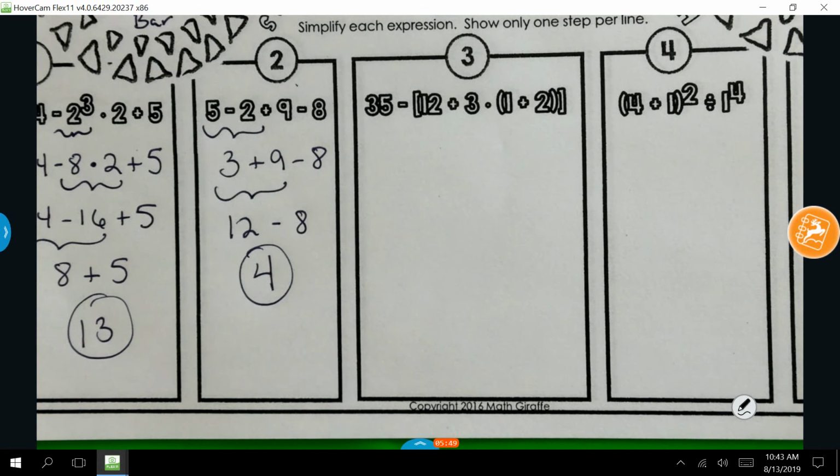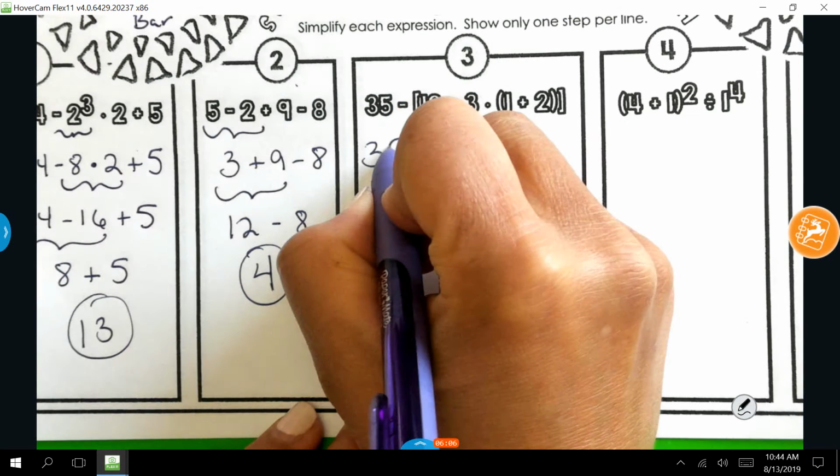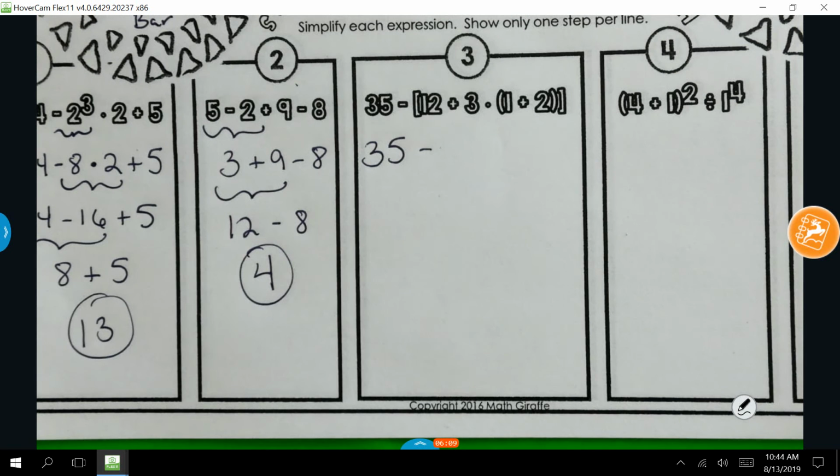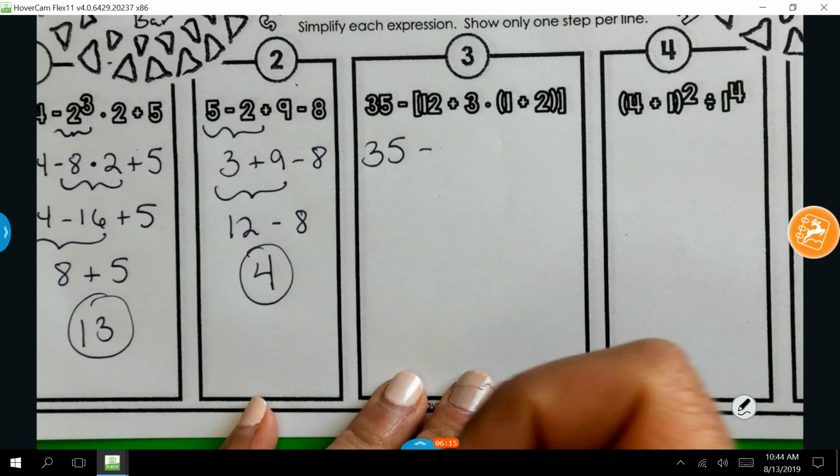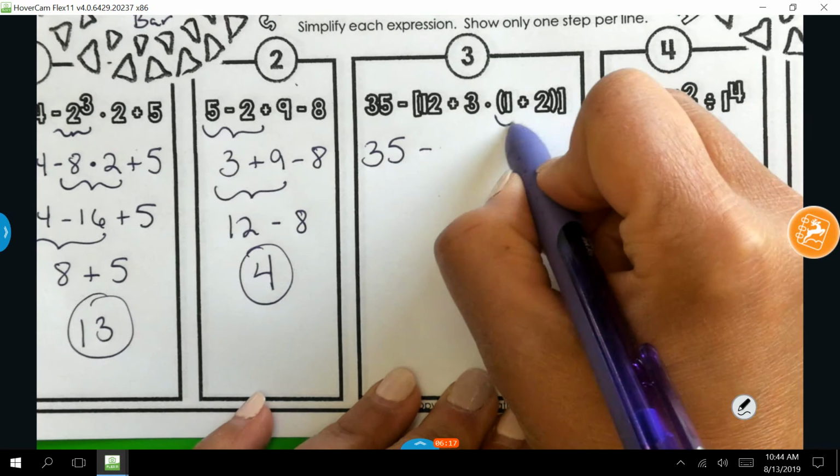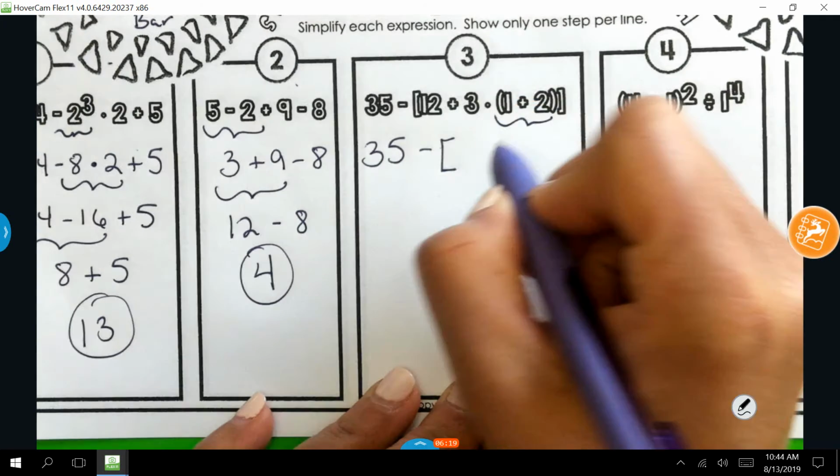Moving on to number 3. This is where we have more grouping symbols now. Not only do we have parentheses, we have brackets also. So you have to do everything inside the brackets, again, according to order of operations, before you deal with anything else. That has to be completely solved and evaluated. So that 35 is just going to get rewritten until we get that done. So once we go inside the brackets, what should we do first? The parentheses, the 1 plus 2. So we'll just put the brackets there.